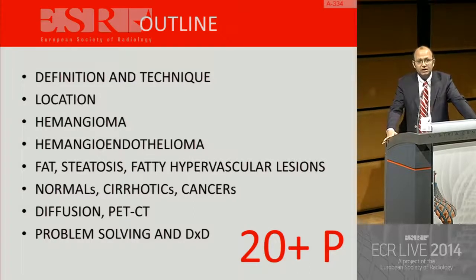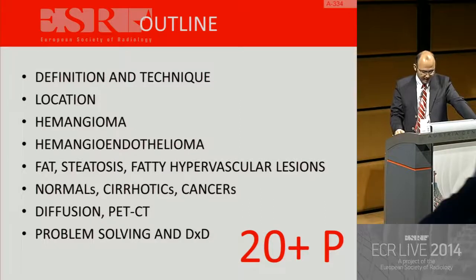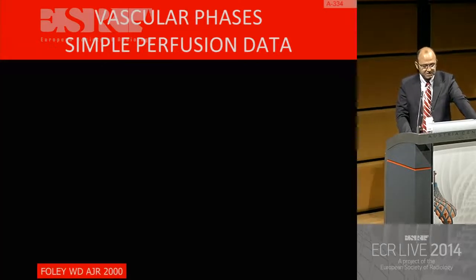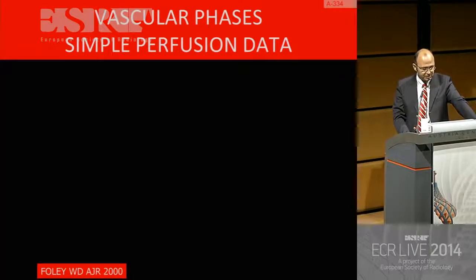And also, I will talk about how we can approach the lesions in cirrhotic livers and cancer patients. Briefly talk on the help of diffusion and PET-CT, and we'll go over the problem solving. And I'm planning to show you 20 cases regarding the hypervascular lesions.